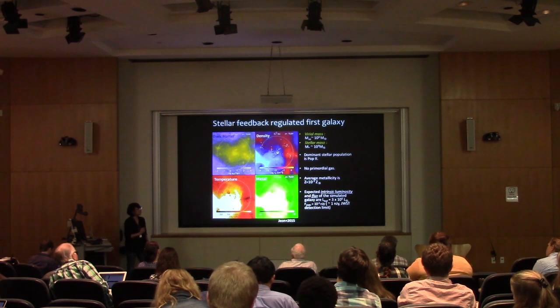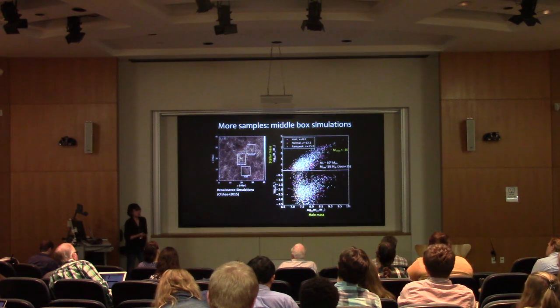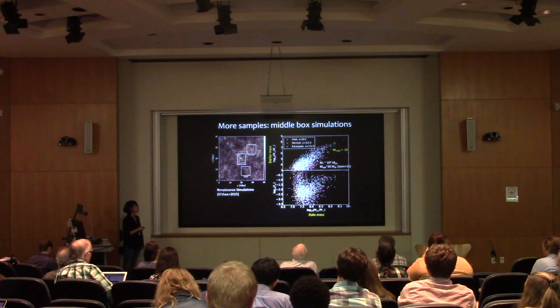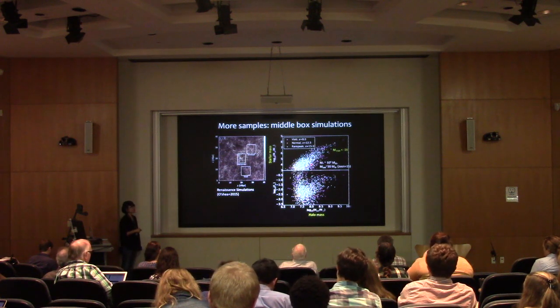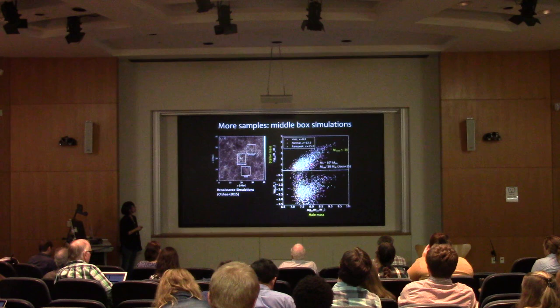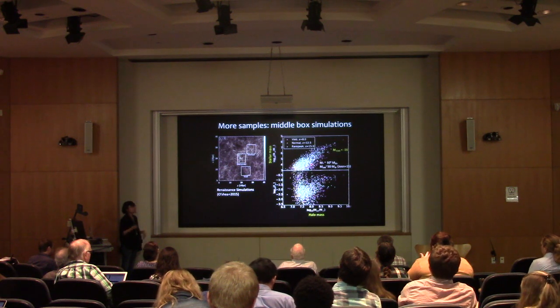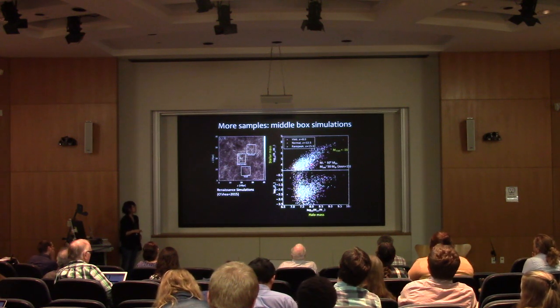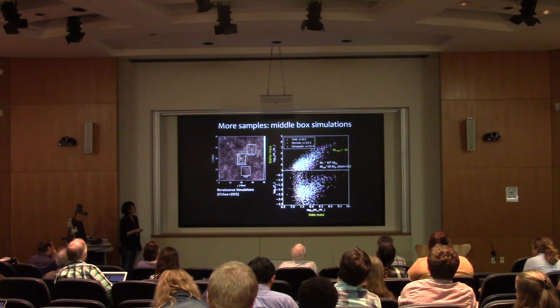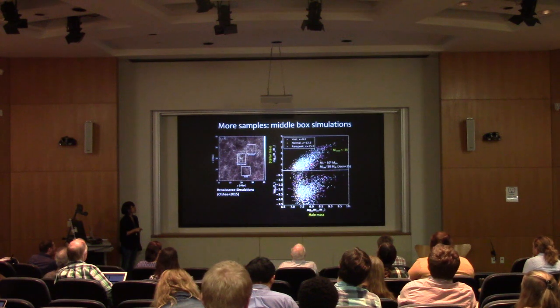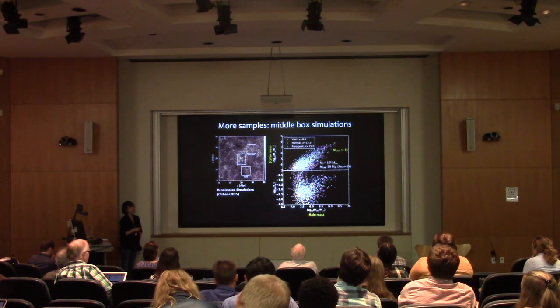However, if we have more samples, so in the introduction, I mentioned the mid-box simulations, especially the Renaissance simulations. They simulated 3 different regions, and combined all the galaxies, giving 1,000 galaxies. In here is stellar mass as a function of halo mass. I marked my simulation in here, at 10 to the 4 stellar mass.